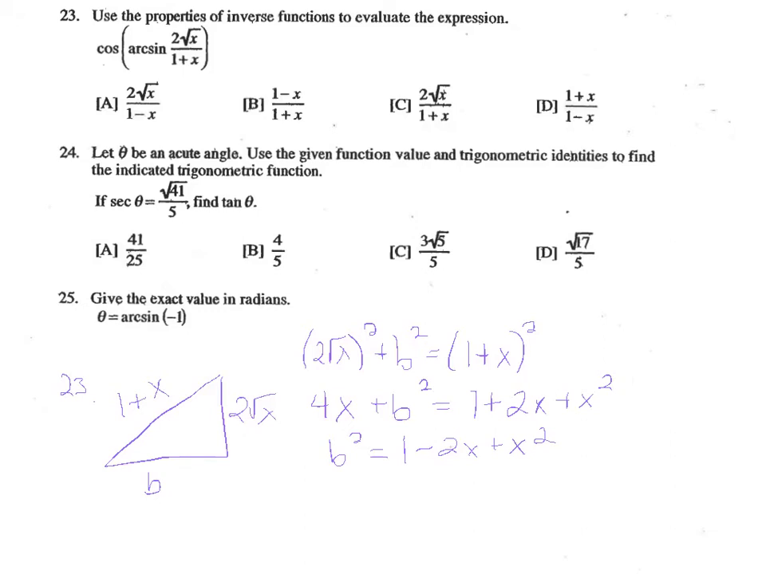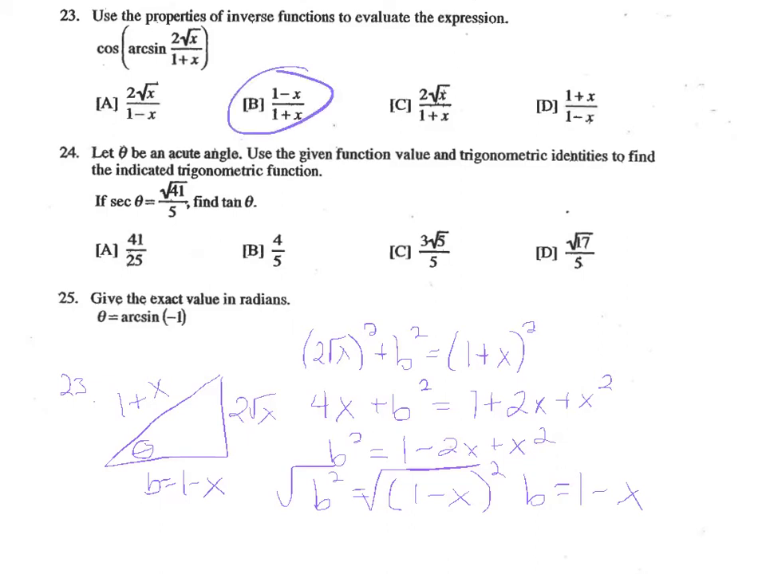And if we try to square root that, it's kind of a weird answer, but if we realize that this is factorable, we end up with 1 minus x quantity squared. And if we square root that, we end up with b equaling 1 minus x. So now if we want to find the cosine of theta, we know that it would be 1 minus x over 1 plus x, which is choice B.